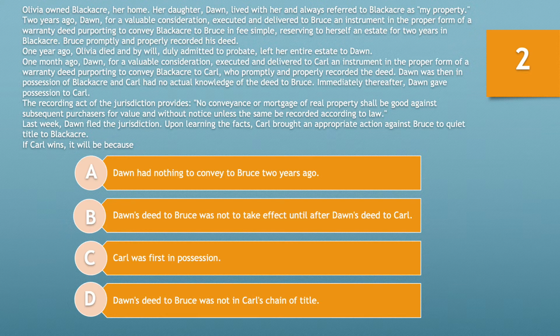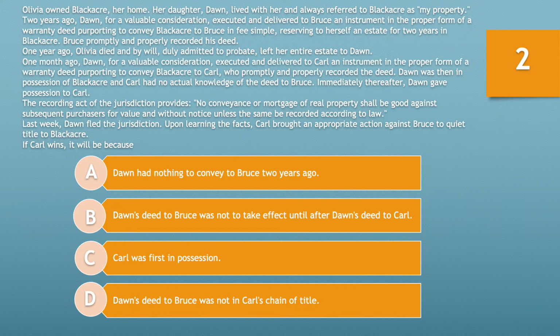Dawn was then in possession of Blackacre, and Carl had no actual knowledge of the deed to Bruce. Immediately thereafter, Dawn gave possession to Carl. The Recording Act of the jurisdiction provides as such, no conveyance or mortgage of real property shall be good against subsequent purchasers for value and without notice unless the same be recorded according to law. Last week, Dawn fled the jurisdiction. Upon learning the facts, Carl brought an appropriate action against Bruce to quiet title on Blackacre.